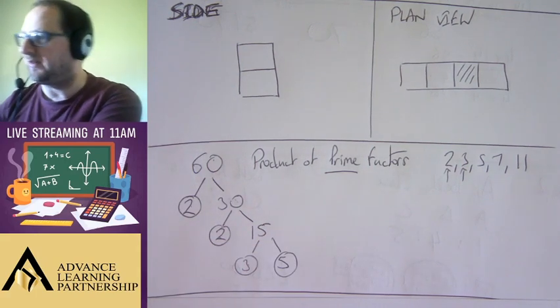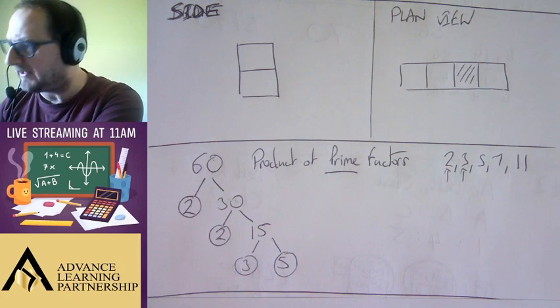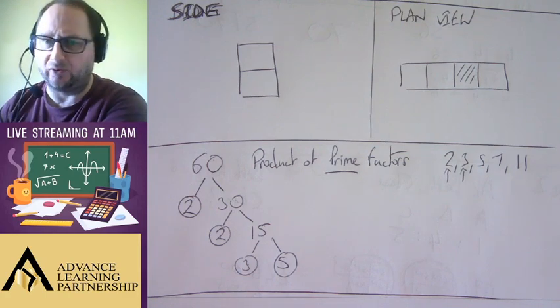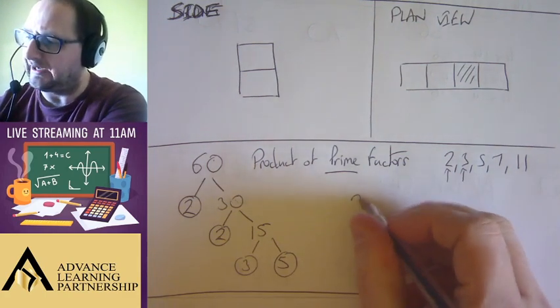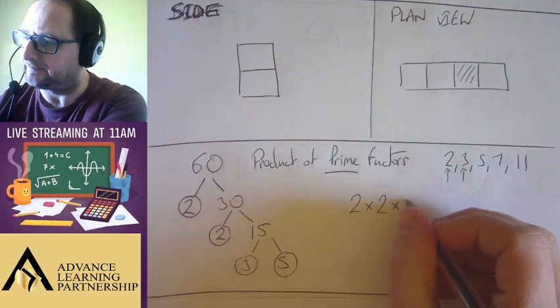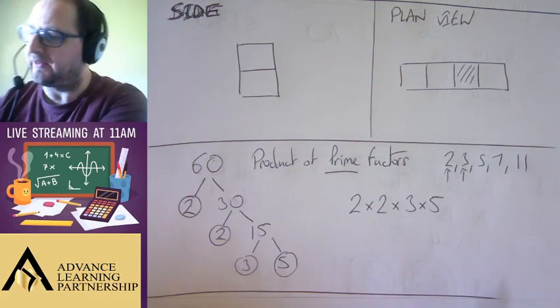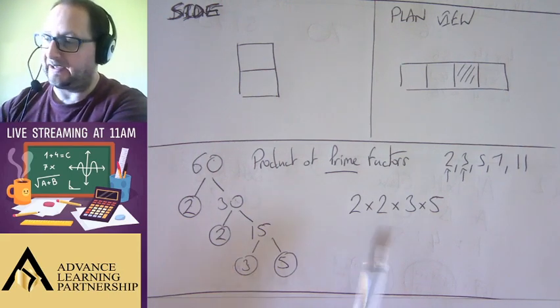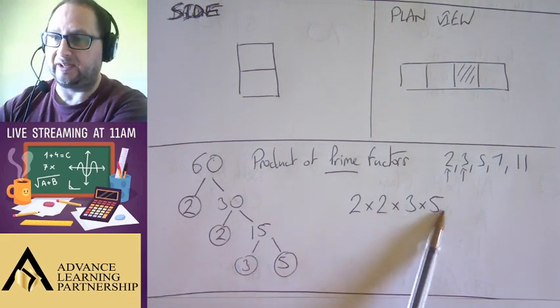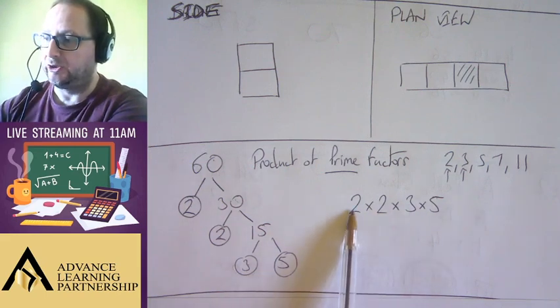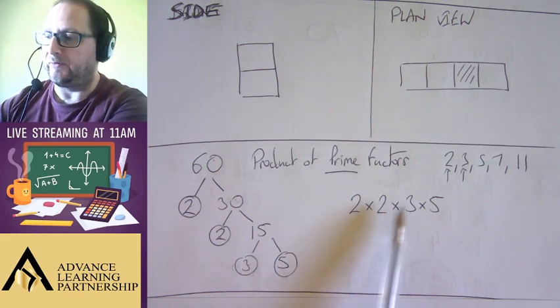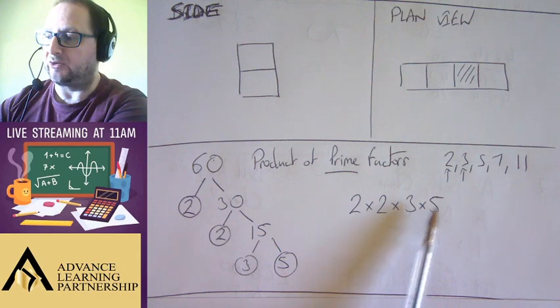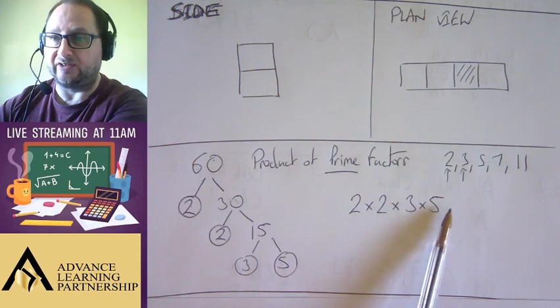Now the instructions you were given on the Corbett Maths was that you had to write this in its index form. So let me show you what we have found here. We have found that the number 60 can be written with prime numbers only as 2 times 2 times 3 times 5. And if you multiply that out, 2 times 2 is 4, 4 3s are 12, and 12 5s are 60. So that generates 60.